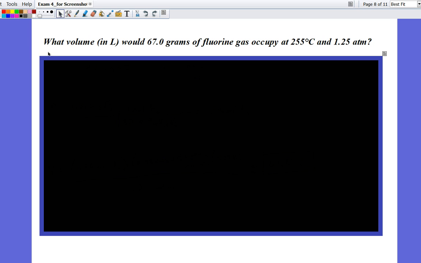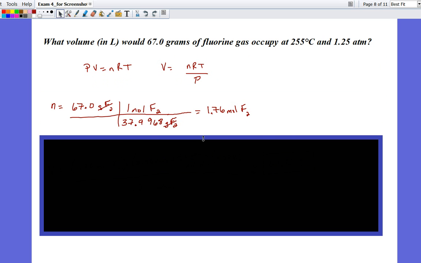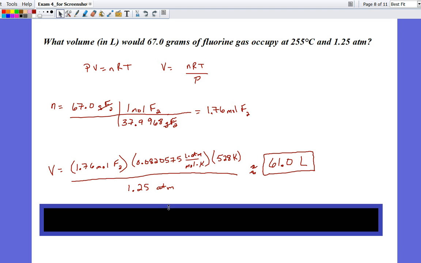On this one, you have to calculate the volume in liters that 67 grams of fluorine gas would occupy under these conditions. So it's an ideal gas law problem where you're solving for volume. You're given the mass, however, not the number of moles, so you're going to have to do a step there to convert grams to moles, 67.0 grams. And your first part right here is what you can use to get that into moles. And then you can carry that on through and do the rest of the calculation.